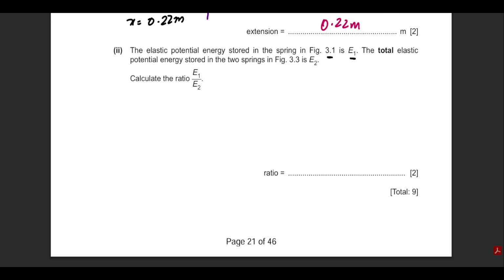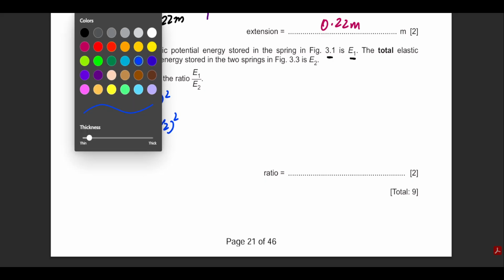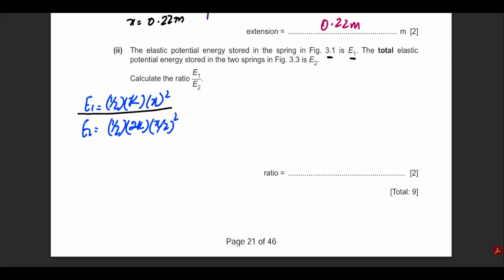So let's take the ratio of E1 over E2. E1 was 1 by 2 into K into X whole squared. E2 was 1 over 2 into 2K into X by 2 whole squared. And we want to divide them together like this. You can deal with them in terms of algebra, or you can put in values. You will get the same answer.